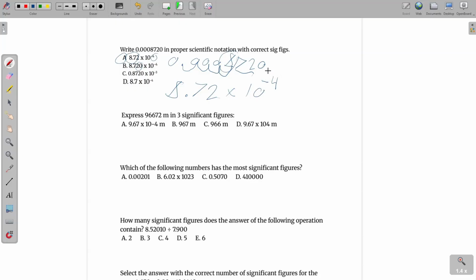If it was the opposite way, I might not have the room. I'll write it up here. Let's say it was 8, 7, 3, 0, 0, 0. Well, the decimal point's here, so we go 1, 2, 3, 4, 5, and so that would be 10 to the power of 5, right? So you would write it like that. I don't have room, but 8.73 times 10 to the 5th power.